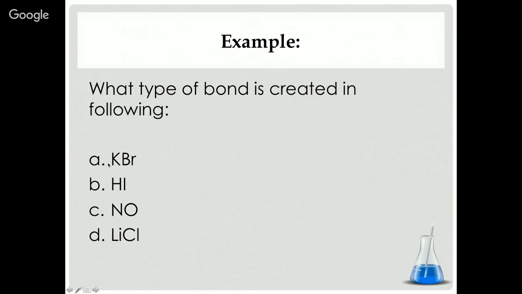Okay, so for the first one, we have KBr. K is potassium, that's a metal. Br is bromine, a nonmetal. So a metal and a nonmetal is going to give us an ionic bond. Don't forget that hydrogen, even though it's on the left-hand side of the periodic table, is a nonmetal. So nonmetal and nonmetal, B is going to be covalent. For C, we have nitrogen and oxygen, both nonmetals. That's also covalent. And for D here, we have lithium, which is on the left-hand side of the periodic table. That's a metal. And chlorine is a nonmetal. And we know metal and nonmetal will make an ionic bond.